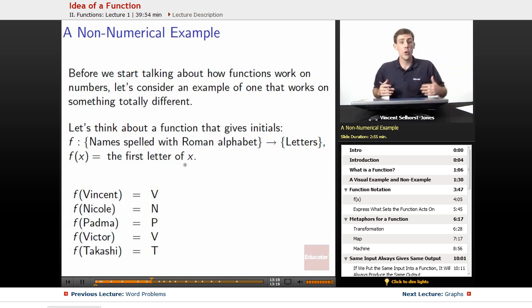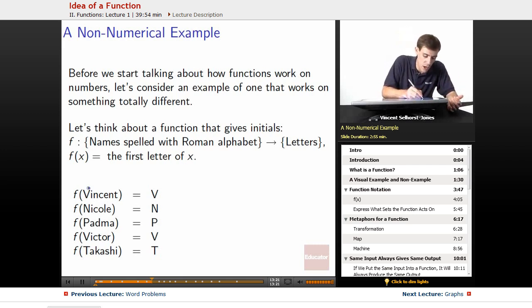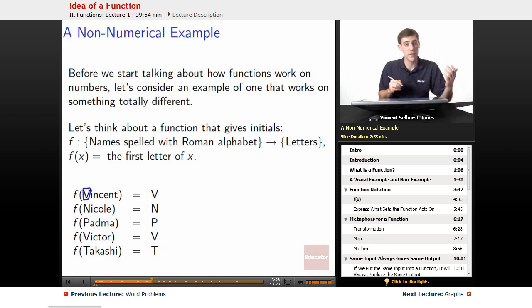F of Vincent would be V, right? We hack it off just to the first letter. F of Nicole would spit out N. F of Padma would spit out P. F of Victor would spit out V. F of Takashi would spit out T. Whatever we put in will spit out just that single letter, right?